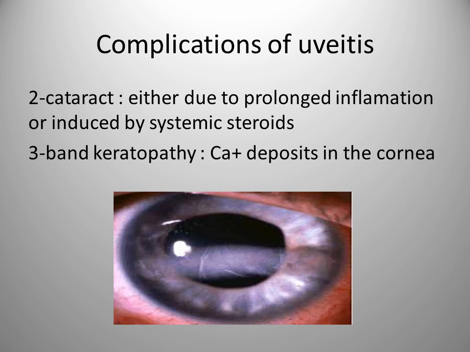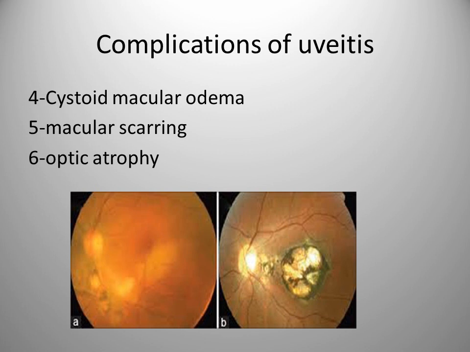Number three, band keratopathy, which is due to calcium deposits in the cornea. And the classical example, as I told you, is the uveitis associated with juvenile arthritis. So usually chronic anterior uveitis is the one which could be associated with band keratopathy. Number four, cystoid macular edema. Because of the presence of inflammation and inflammatory mediators, especially within the vitreous, so cases of intermediate uveitis with significant vitritis are more likely to develop cystoid macular edema.